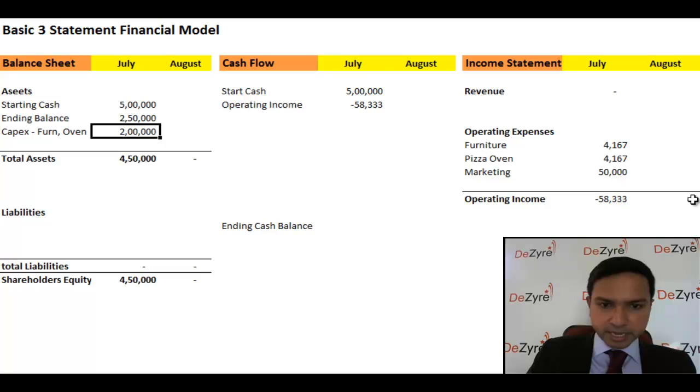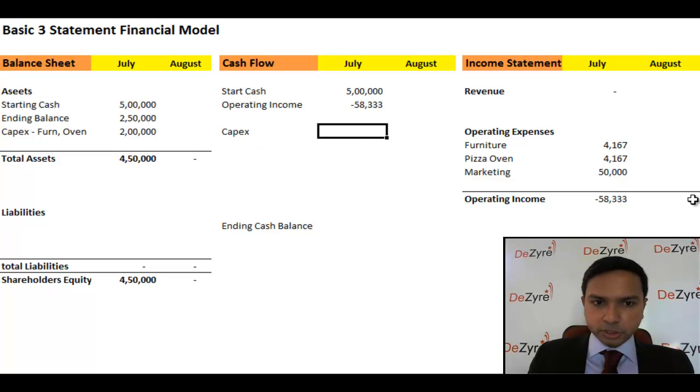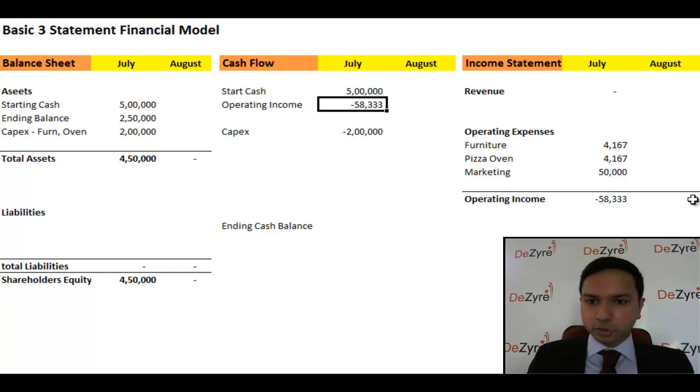So you're going to say capex, and that's what that investment is called, if you remember. Capex is 2 lakhs, and it's not plus 2 lakhs. Cash is leaving the company, so it's actually minus 2 lakhs. Operating income again is negative, that's why it's minus. Now there's one final thing you have to do.